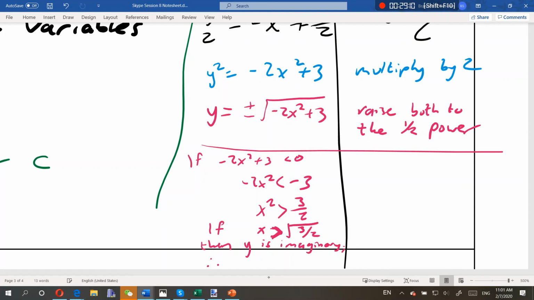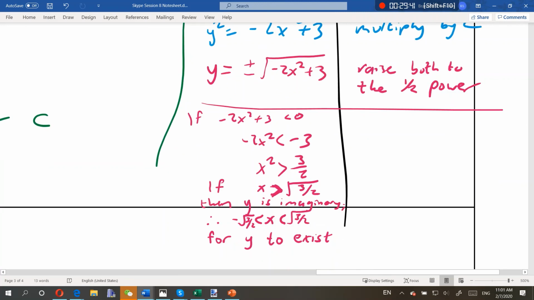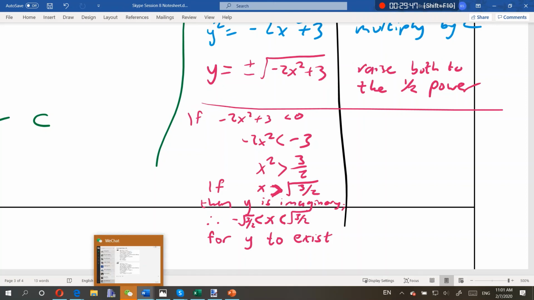Okay, any questions on what we did? Yeah, what was the last part? Like, how did we do that? So this last part is my domain. If you notice, if I plug in a big number for x right now, so let's say if I plug in 4, that'll give me negative 2 times 16 is negative 32 plus 3 is negative 29 underneath the root. I can't have a negative number underneath the square root, right? So this is checking for the domain.